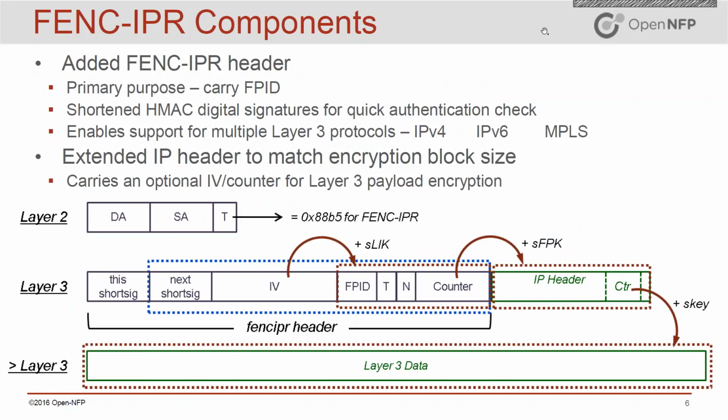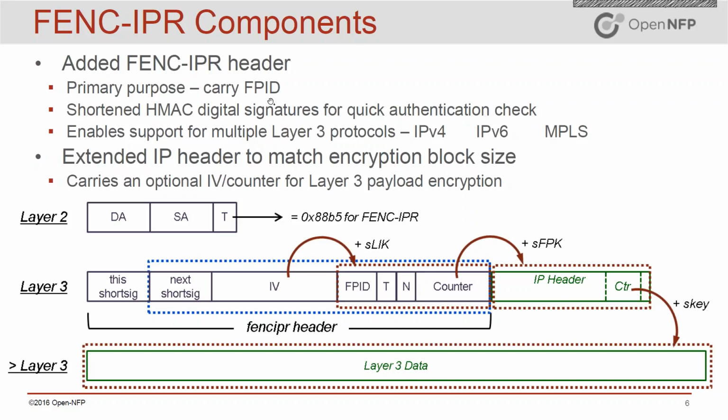So here's what we've come up with: this added header, what we call the FENC-IPR header. Its primary purpose is to carry the FPID, but we added a couple other pieces to it because if we're going to encrypt, we have to operate within the bounds of block sizes for whatever algorithm we're using. In this particular case, because it was simple and well known, we chose AES-128, which has a 16-byte block size. So your data to encrypt needs to be in integer multiples of 16 bytes. We've got the FENC-IPR header being 32 bytes. We put some other stuff into it. The part that's encrypted is actually 16 bytes.